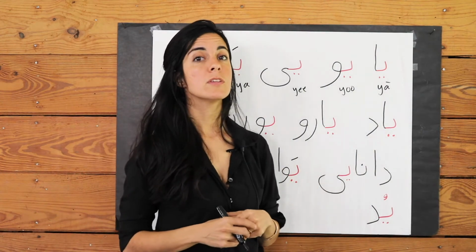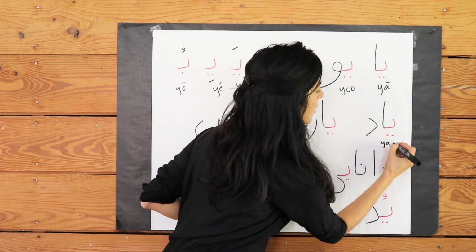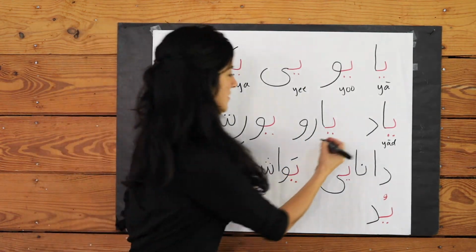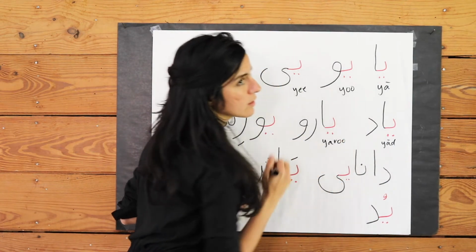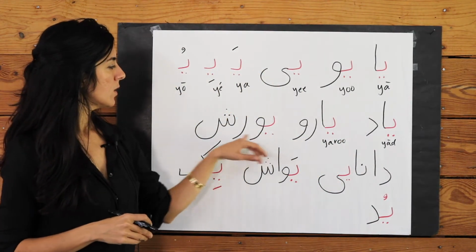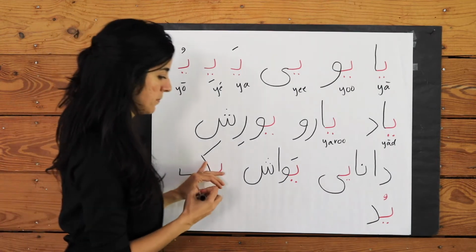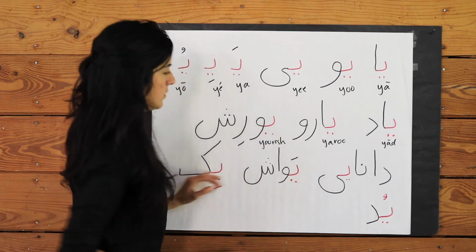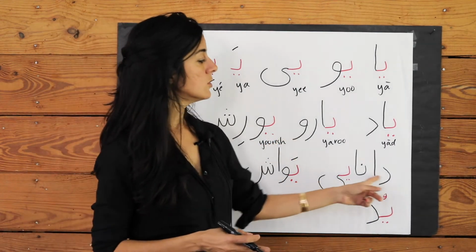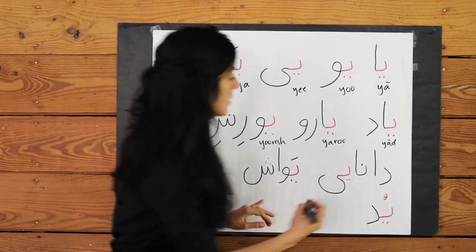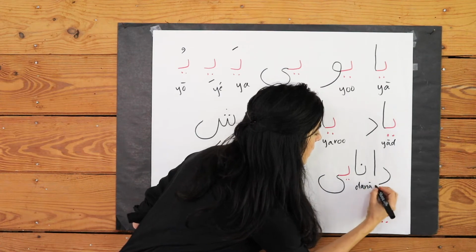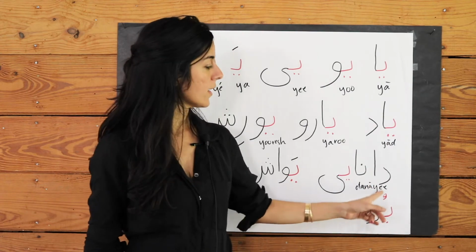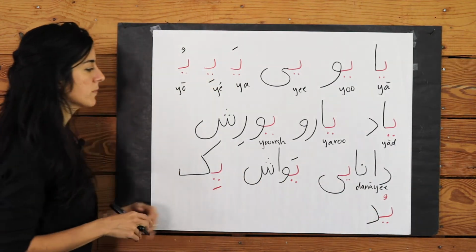So, yad, remembering, yad. Yaru, a guy, a dude, yaru. Yuresh, that means an attack. Yuresh. Danai, knowing, intelligence. Notice how I do the phonetic spelling. Y-E-E. Knowing.